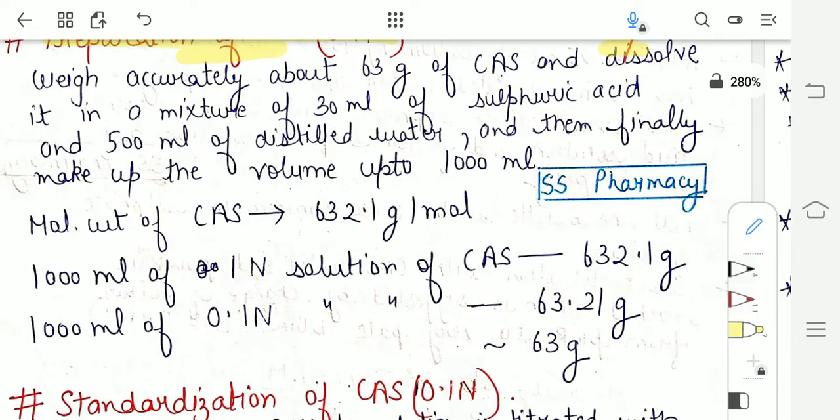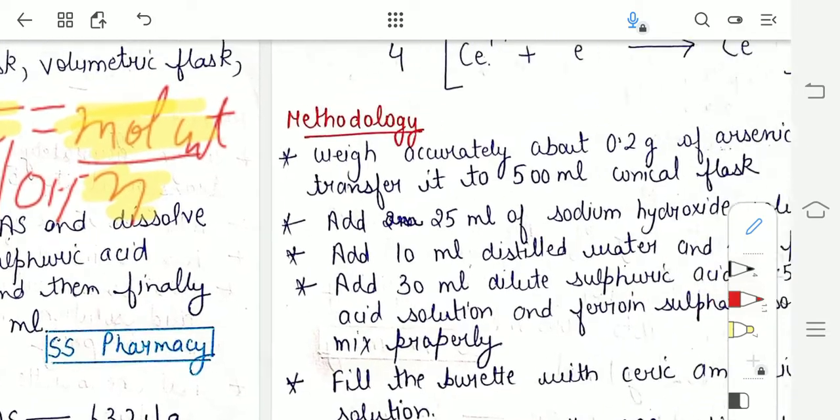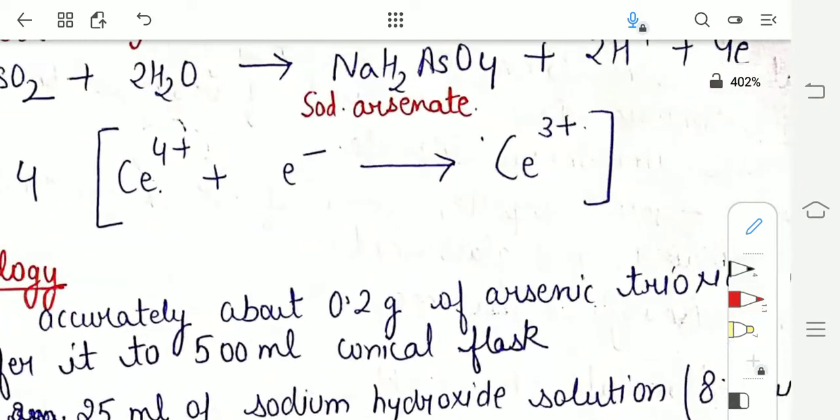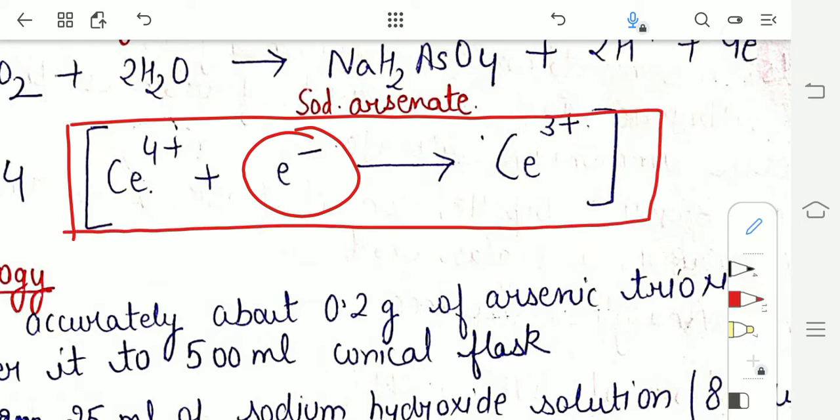The molecular weight for ferric ammonium sulfate I have already calculated. It came out to be around 632.1 gram per mole. Now let us see the n factor. I have already told a lot of times that the n factor involves either the H positive ions or the OH negative ions, or it involves the electrons. Whenever the ferric ion undergoes reduction, it involves the gain of one electron. This is the equation I have written. So this is the reduction of our ferric ion, so it involves the gain of one electron, therefore the n factor for this is 1.